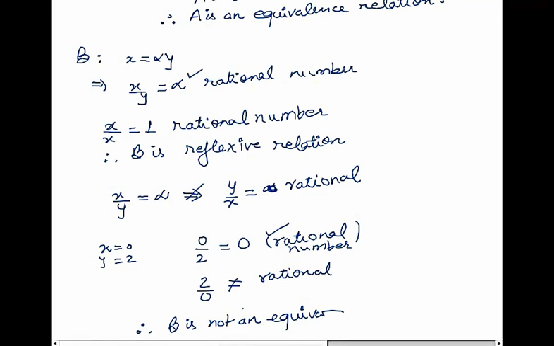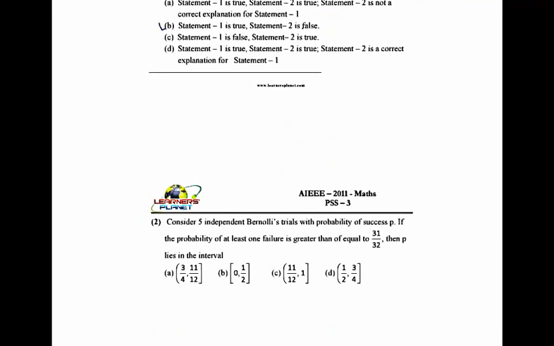So let us check which is the correct option in the given question. Statement 1 is true, definitely, and the second statement is false because B is not an equivalence relation. Now let us move to the next question.